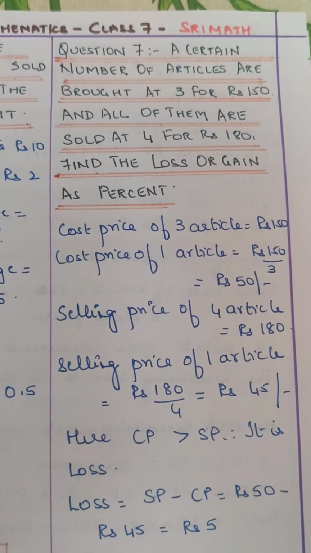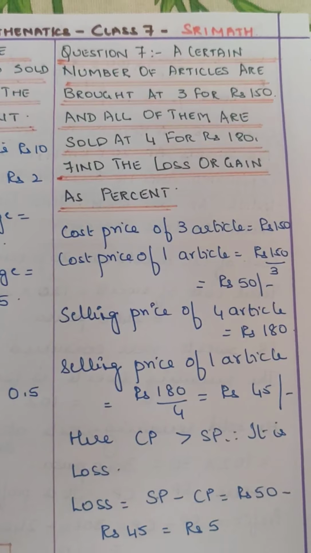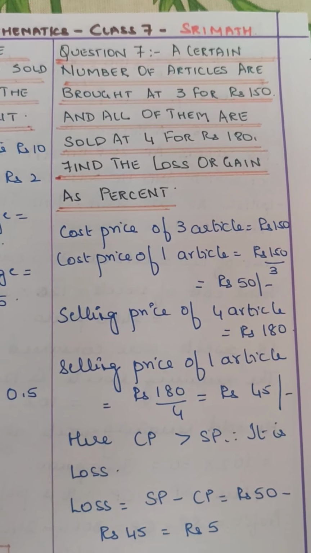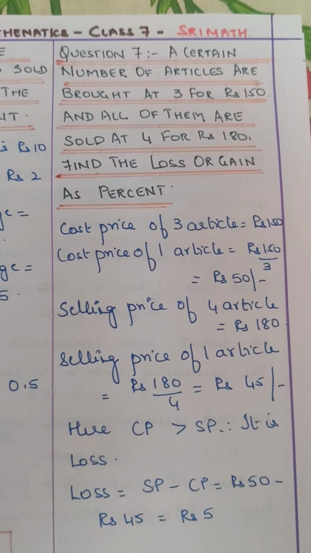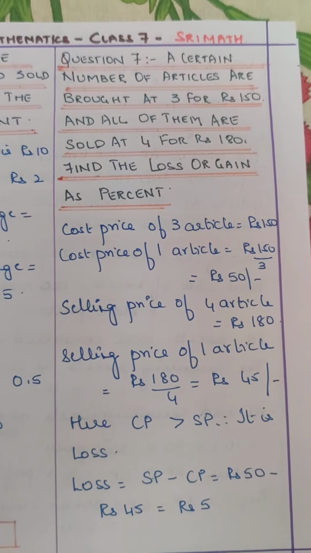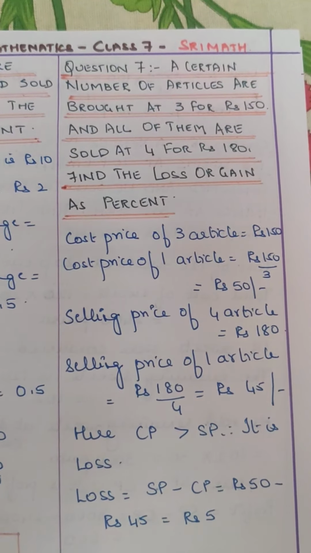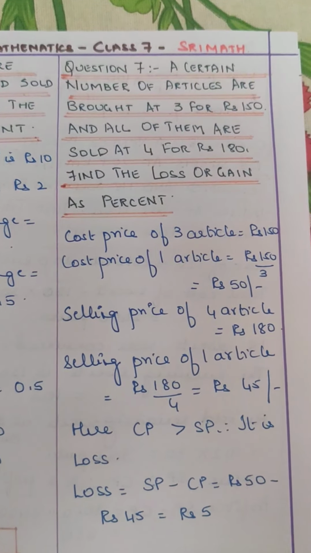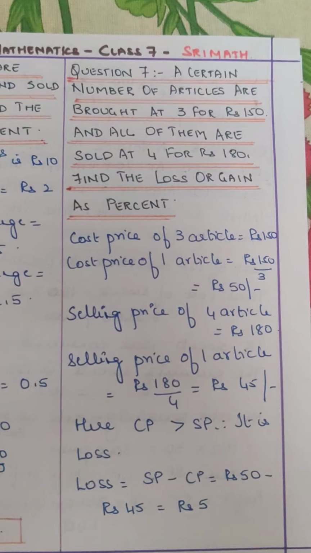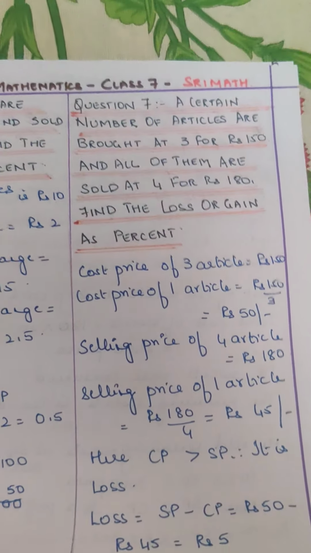Selling price of 4 articles is 180. So, selling price of 1 article is equal to 180 by 4, that's equal to 45 rupees. Here, cost price is greater than selling price. Therefore, it is loss. Loss is equal to cost price minus selling price, that is equal to rupees 50 minus rupees 45, that is equal to rupees 5.